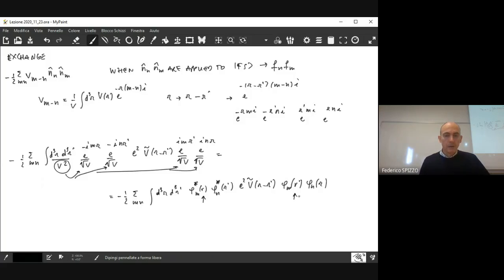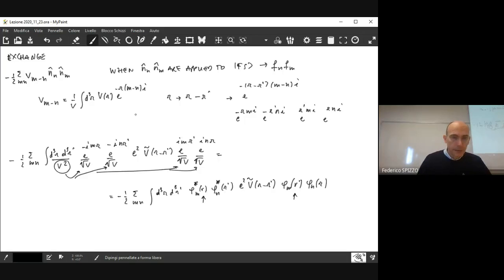So it's not possible to rewrite this term as a square modulus. We may not couple these two terms here to write the square modulus as we did in the direct term. In this case, we have the exchange of the electrons from this side of the integral to the other side of the integral. And this is the same structure that we observed for the exchange term in the Hartree-Fock method.